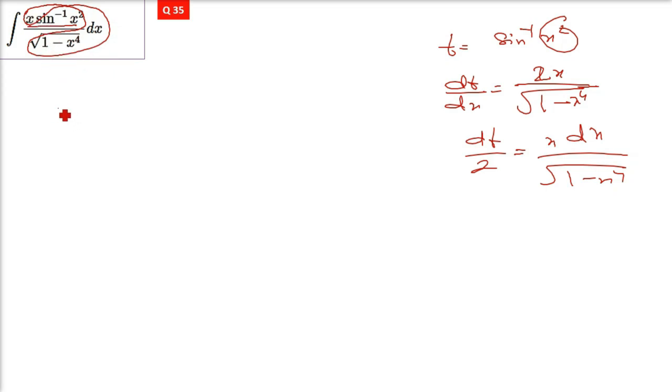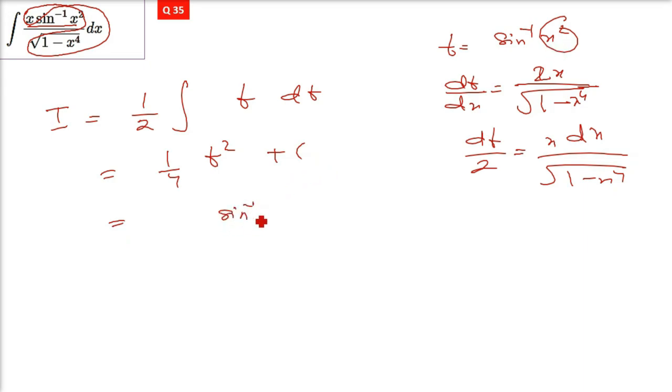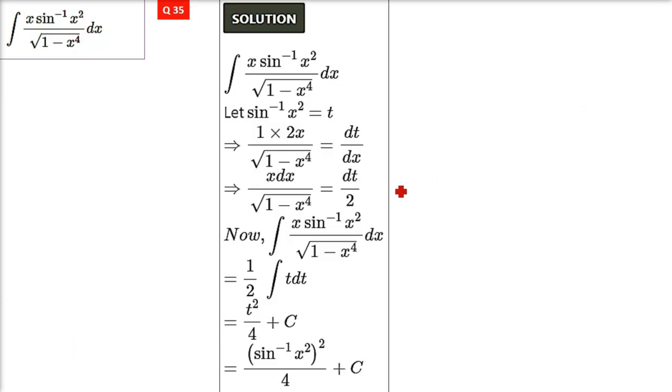So this t or integration will be in form of t will be 1 by 2 because this is dt by 2. 1 by 2 you can take outside, dt will remain here, and then we have this t. So it will be t square, this 2 is already there, so t square by 4, plus constant of integration. Now what is t? Sine inverse x square. You can just square it, divided by 4 plus constant of integration is your result. So this is how you are going to write. I hope you have a better idea about this question now.